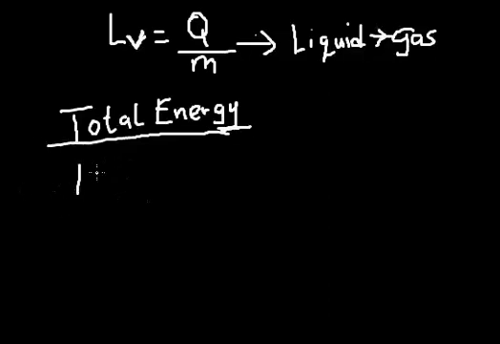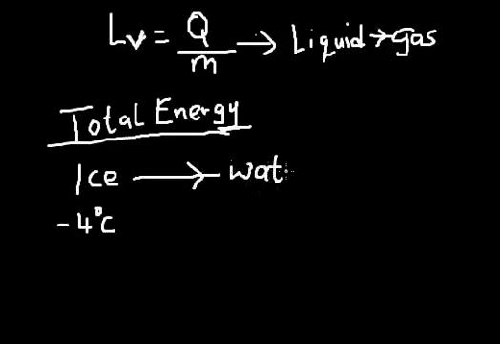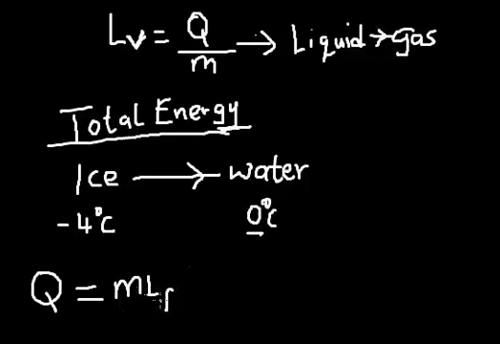Let's say I have ice, and this ice is possibly at -4 degrees Celsius, and I want to melt this ice completely to water, and that actually occurs at the temperature of 0 degrees Celsius. So if I want to get the total energy required for this to happen, it is not just the energy required to melt the ice, which of course is mLf, mass times specific latent heat.